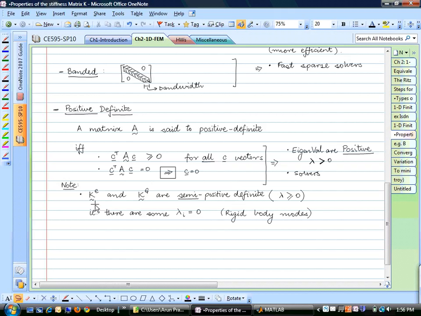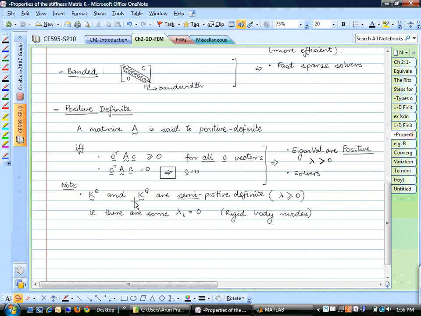And here is a small note. This element stiffness matrix and the global stiffness matrix, this global stiffness matrix was obtained from assembling all of these element stiffness matrices. These are actually semi-positive definite matrices. What does the semi mean? It means that the eigenvalues can be greater than or equal to 0.